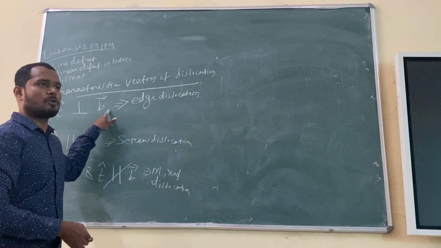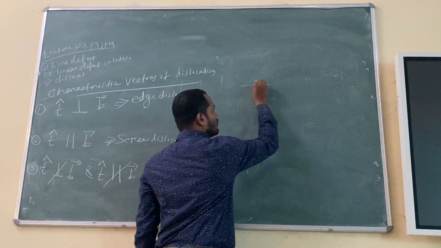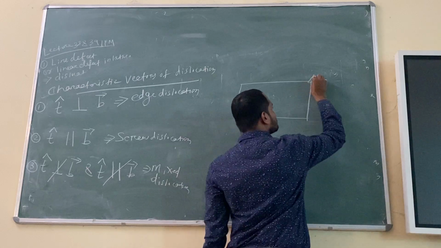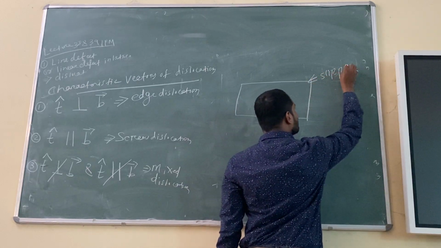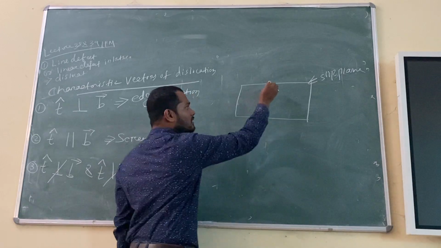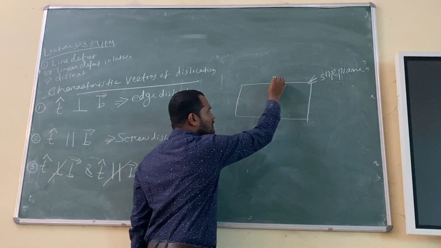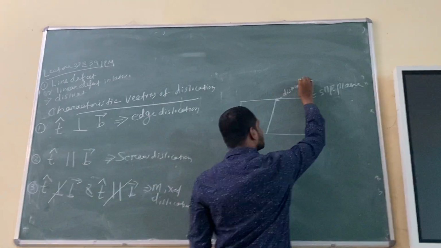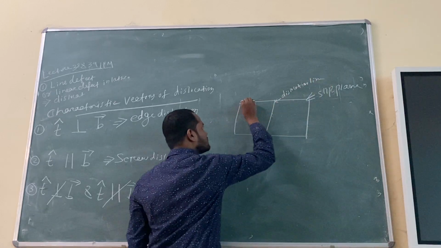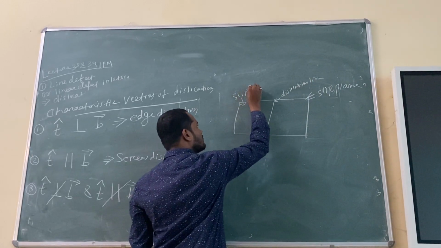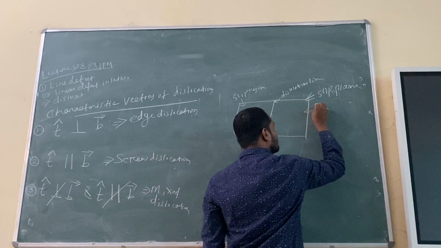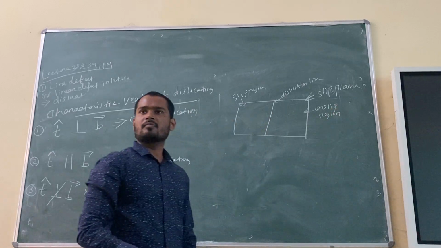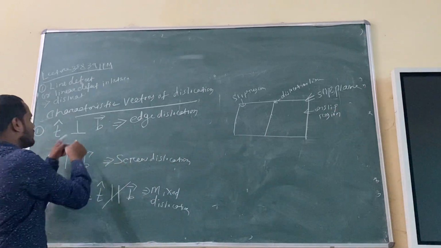Tangent vector is perpendicular to the Burgers vector. So you have to draw again what? You have to draw a slip plane, right? So this is your slip plane, and a slip plane means you have a boundary between slip and unslip region. So this is your dislocation line, and you understand this is the slip region. This is unslip. Okay? And you remember how the tangent vector is.